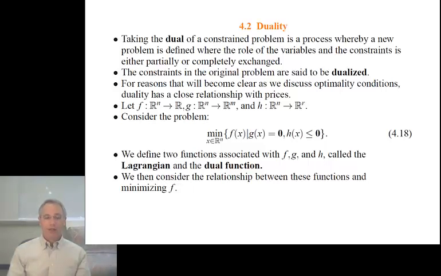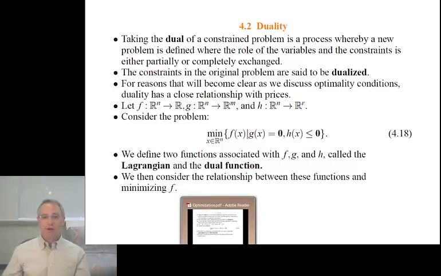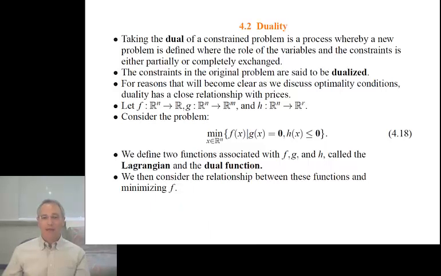So to get started, let's suppose we have an objective f that goes from R^n into R, equality constraints defined in terms of an equality constraint function g that goes from R^n into R^m, and inequality constraints defined in terms of an inequality constraint function h that goes from R^n into R^p. And we'll consider the problem. We've seen this general type of problem earlier: the minimization over choices of x in R^n of f(x) subject to g(x) equal to 0 and h(x) less than or equal to 0.